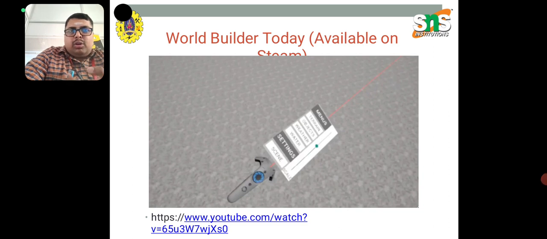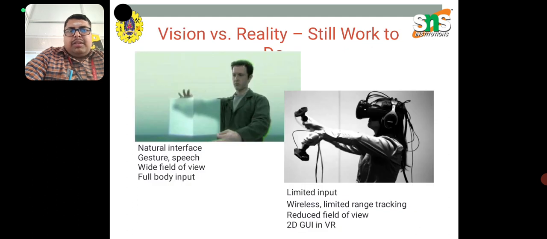That is based on a joystick. We are going to select options, and based on the option, the action will be performed. Next, we have reality and visions. The vision concept of natural interface includes gesture, speech, wide field of view or full body input. The limited input concept consists of wireless, limited range tracking, reduced field of view, and 2D GUI in VR.